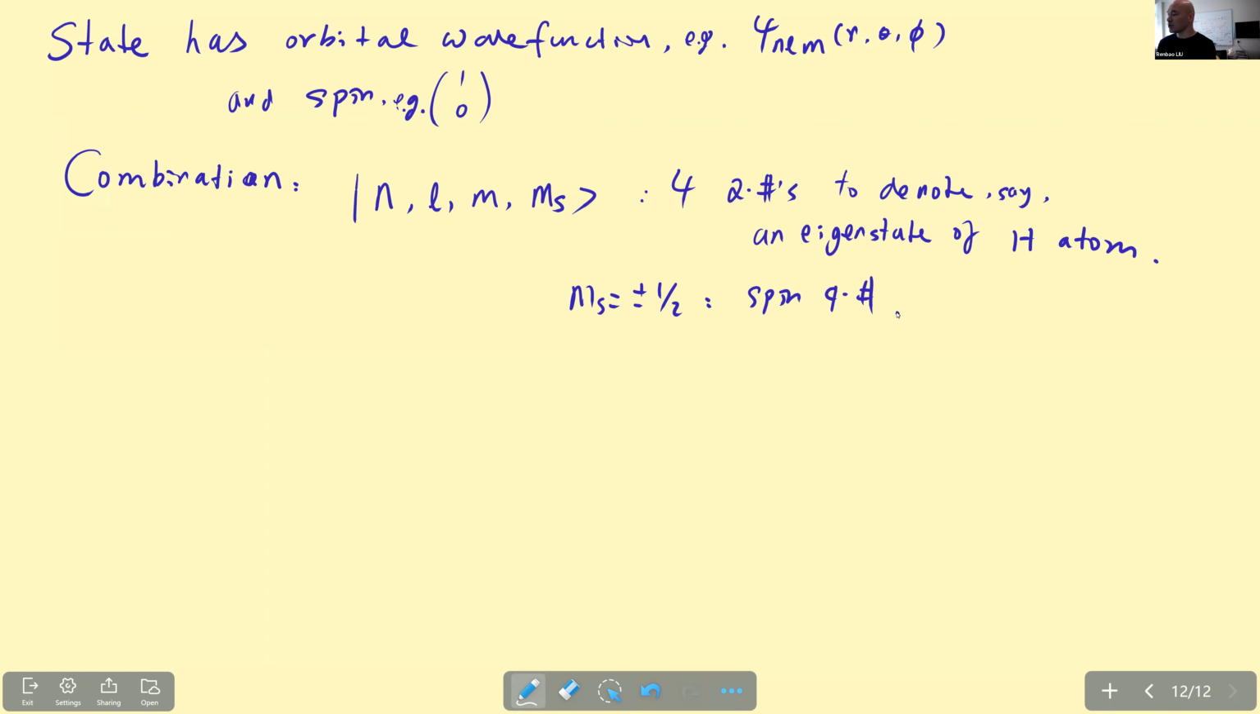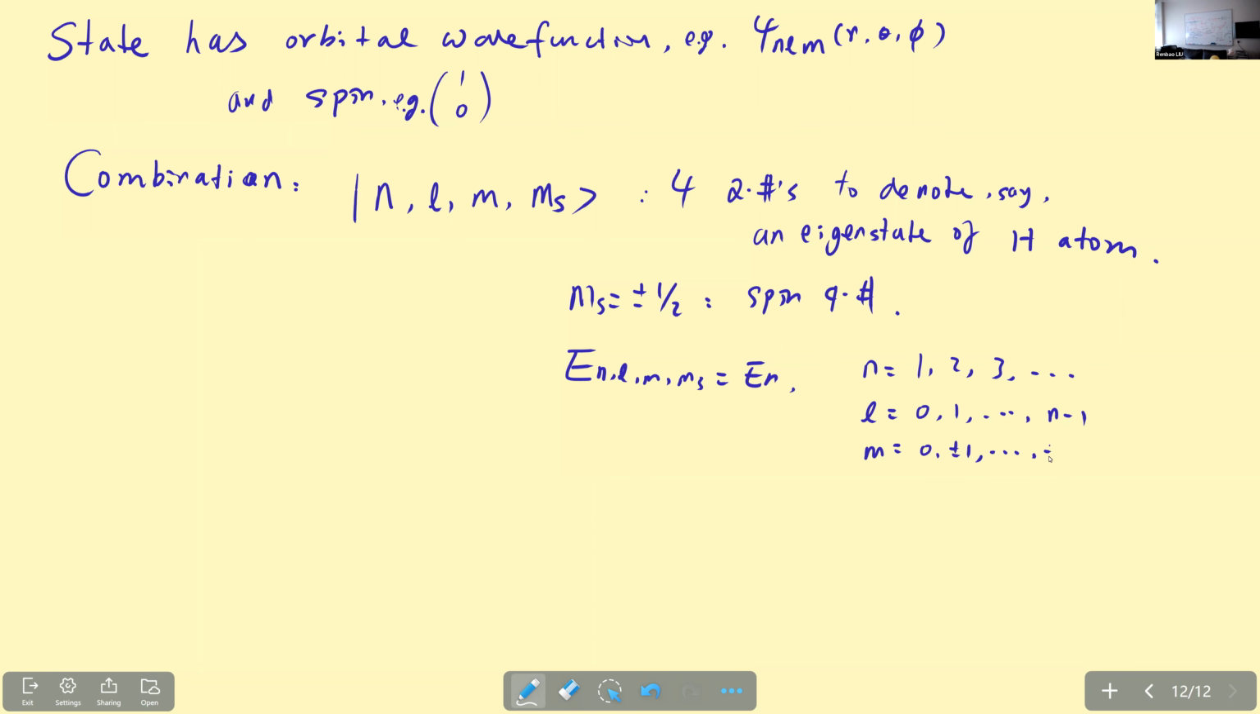Right. So now you can see that suppose the energy E_{n l m} is just equal to E_n, right? For n equals 1, 2, 3, and so on and so forth. And l we know equals 0 or 1, at the most n minus 1, right? And m equals 0, plus or minus 1, at the most plus or minus l. And m_s is equal to plus or minus half.